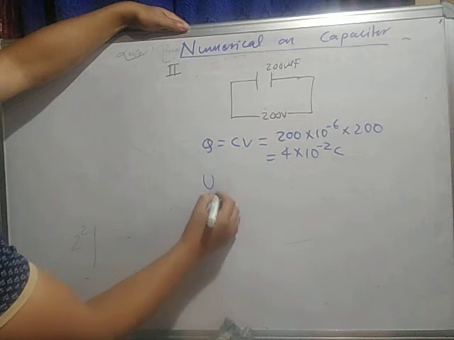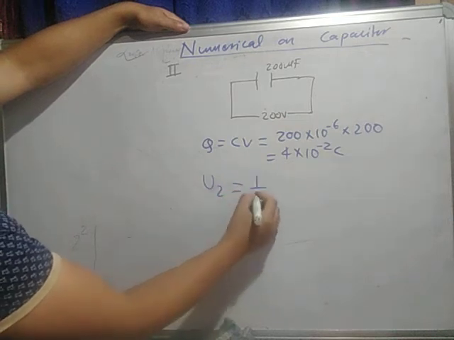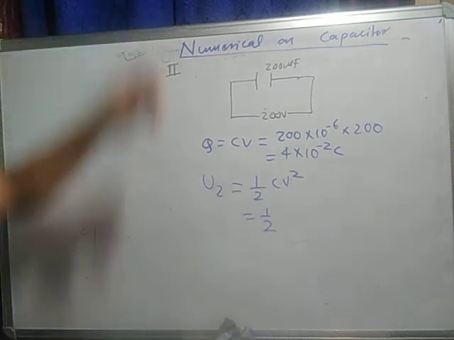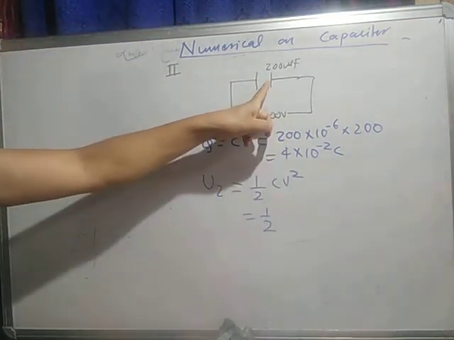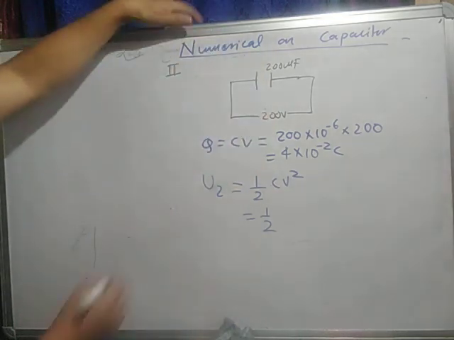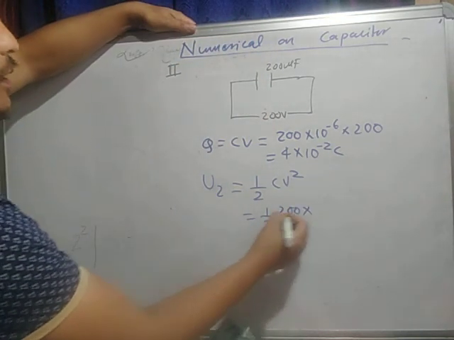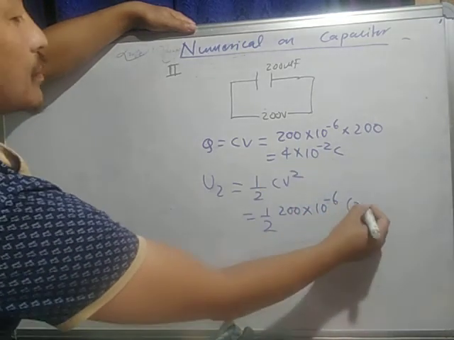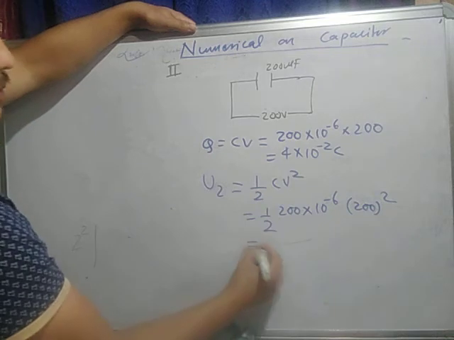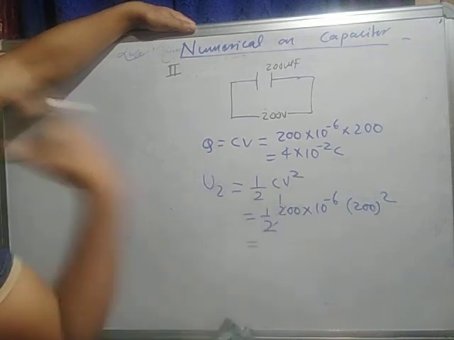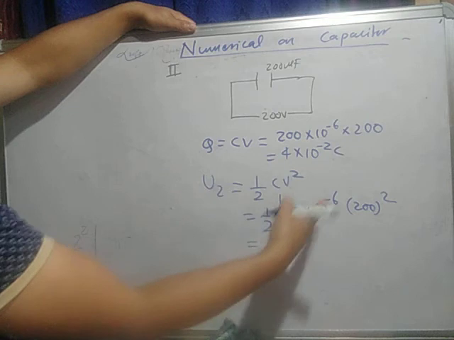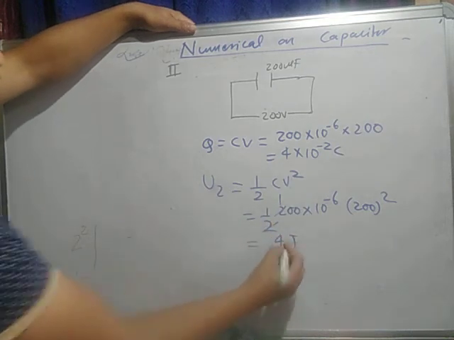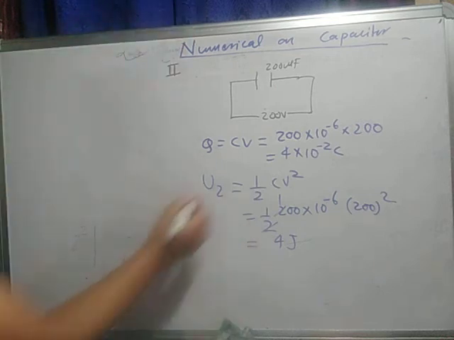Now initial energy equals to half CV square. C how much? C is 200 microfarad. So 200 into 10 to the power minus 6 V square. V how much? 200 square. So this gone, left 1, 2 to 6, this also gone. So 2 2s are 4. So this comes 4 joule. Energy in joule, isn't it? Initial.